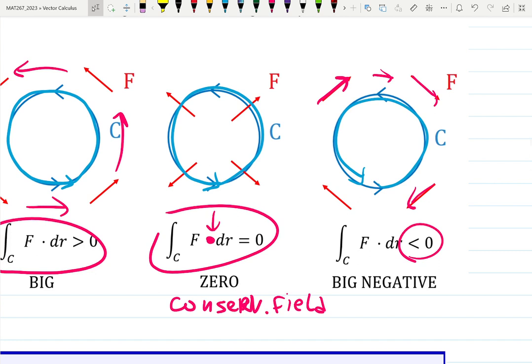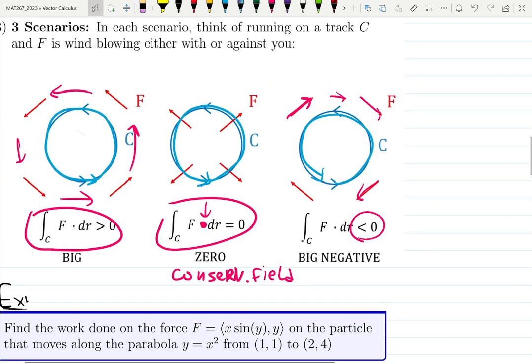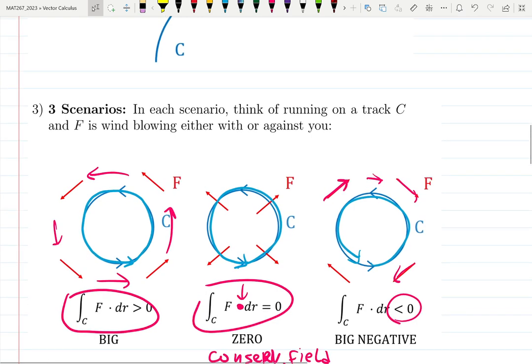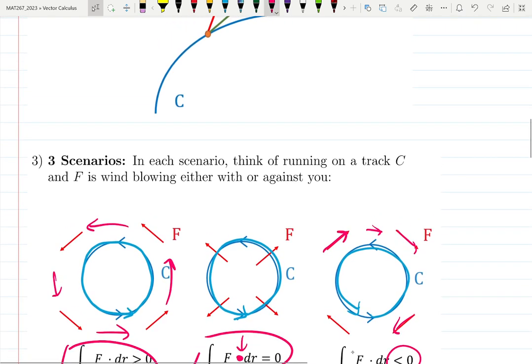Some students asked me yesterday at office hours, what is the difference? We have ds, we have dr, this and that. The difference is the formula. So on the test, you will see the integral of whatever is inside, f ds, and you will have the integral of f dr. Your job is to know the difference.